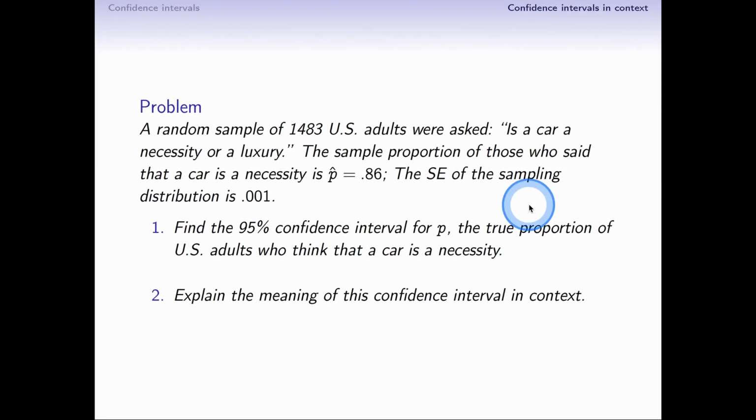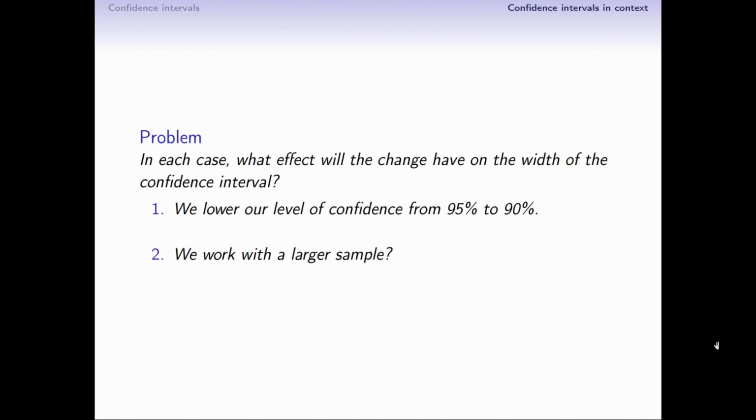Okay, one last thing I want to cover. In each case, what effect will the change have on the width of the confidence interval? So I want us to think about this. Change number 1, we lower our confidence from 95% to 90%. So now we're interested in building a 90% confidence interval instead of a 95% confidence interval. The question is, what is the effect that this will have on the width of the confidence interval? Will the interval be wider or will it be narrower?